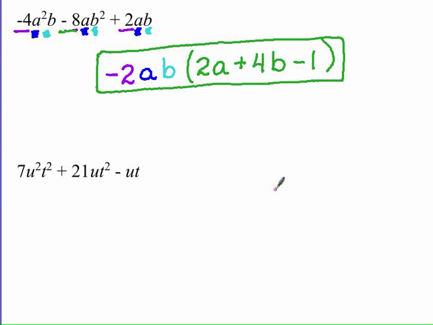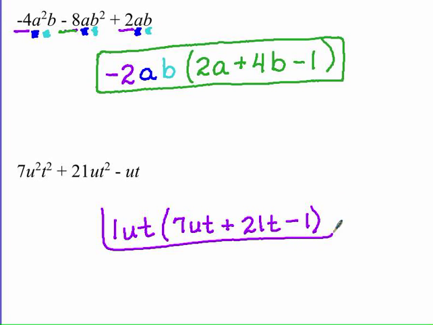So you tell me, what can I take out? A 1? Anything else? A u and a t. Very good. So what will that leave me with inside the parentheses? 7ut, plus 21t, minus 1. Good job.